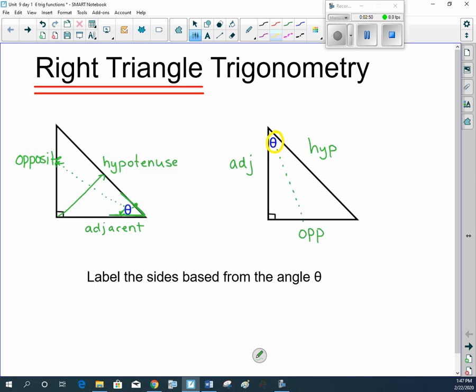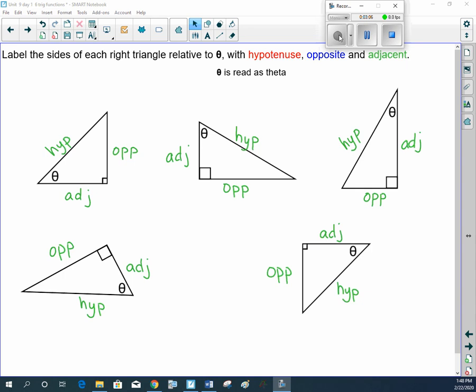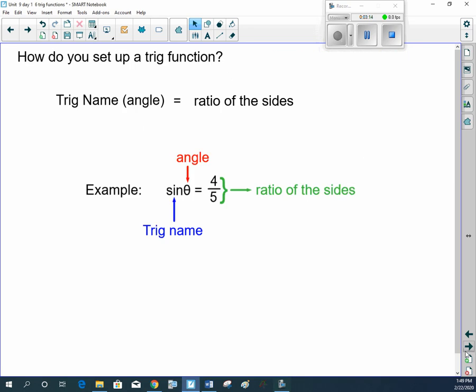So what we're going to do now is we're just going to quickly label a bunch of triangles oriented in different ways. And we just want to label them hypotenuse, opposite, and adjacent. So this would be something that you would do in class. You just take a minute to do that. I'm going to quickly label them, and then we're going to move on. Okay, so you can take a minute, see if you labeled them the same way I did. You can check your work to see how you did. We're going to move on now to the definitions.